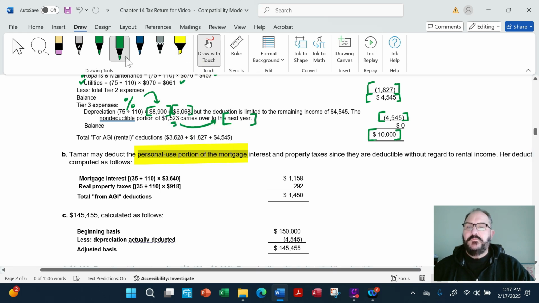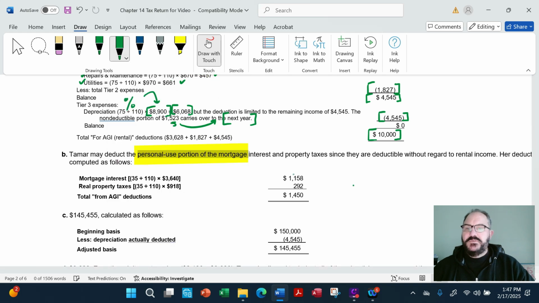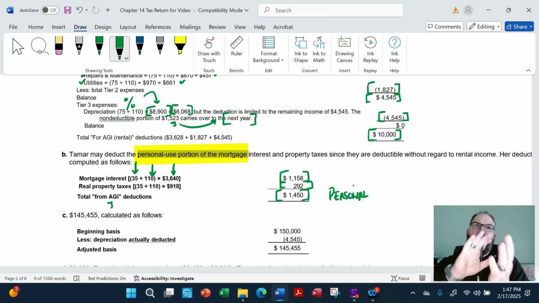So we're going to go over here now. Personal use, 35 days divided by the 110 times the mortgage interest gives you this amount. So these are personal deductions, and 35 again by 110 times 918, 282. So these are from AGI deductions for her, but this is personal, not having to do with the business. This is her end, so she gets to take all of it. Basically, 75 out of 110 for the renting out, and the other 35 personally.